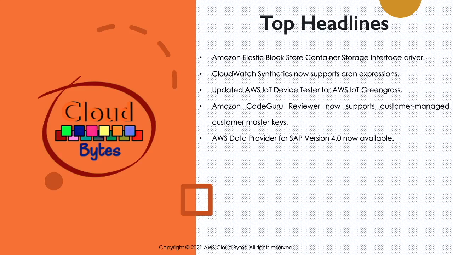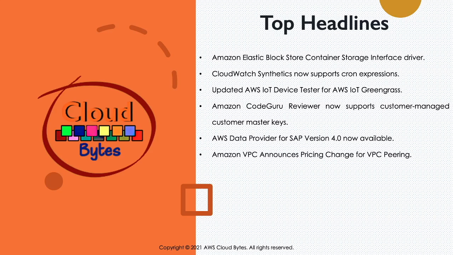Moving on, AWS Data Provider for SAP version 4.0 is now available. As you know, AWS Data Provider for SAP is a tool that collects performance-related data for AWS services. It makes this data available to SAP applications to help monitor and improve the performance of business transactions. So it's a pretty good new addition. Moving on to the next highlights.